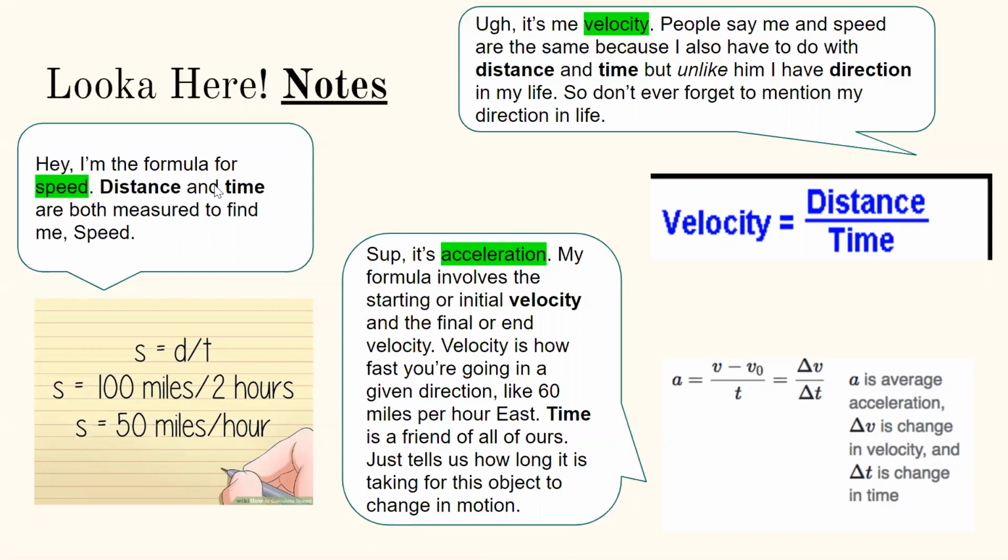So distance and time are important here. But if we go over to velocity, we notice it's the same thing. That's going to be so easy to remember and to do. Okay, great. "It's me, velocity. I know that speed and I have a lot in common, and we look the same because velocity also has to do with distance and time. But unlike him, speed, I have direction in my life." So don't ever forget to mention my direction in life, right?